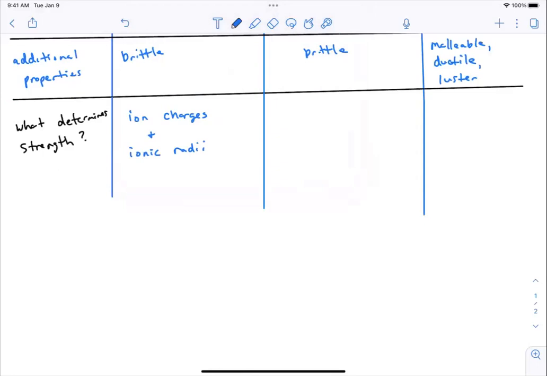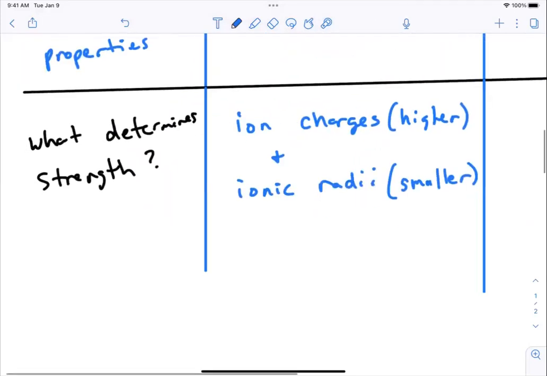You want the ionic charge to be higher and the radii to be smaller to be stronger. So if you look at two ionic compounds, you look at their charges first, and then if they're the same charge, then you look at the smaller ions. An ion that has a +2 charge has a stronger attraction than an ion that has a +1 charge. And a +2 and -2 is stronger than a +3 and a -1. It's the product of the charges that you're really looking at.